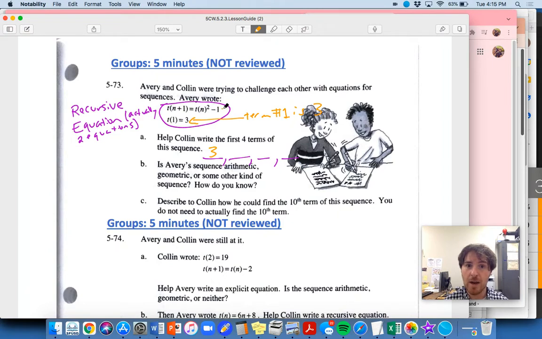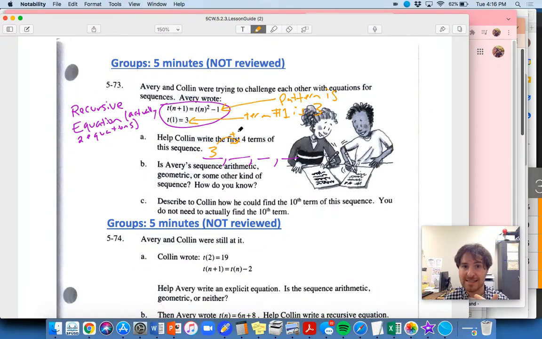My second equation is going to tell me what my pattern is. So I take that term number 1, which is 3, let's say that this is my current term. To get my next term, I want to get what my next term is.